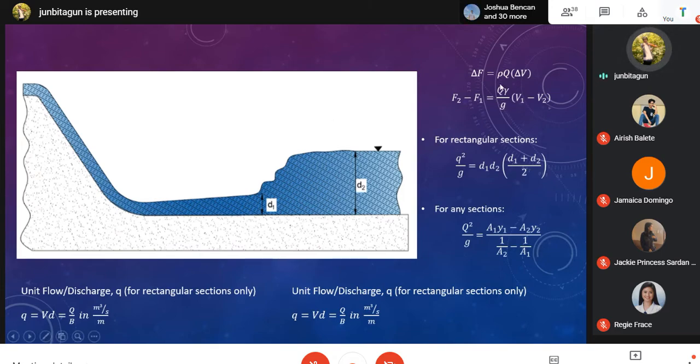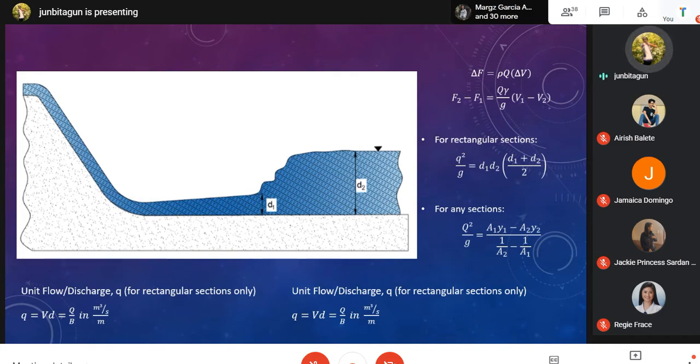So, the idea behind this is that we take the stress or the force at the initial depth versus the final depth. There is a force that will try to adjust this flow from this lower portion to this upper portion. So that is the change in forces from this one to this one. Equate it to the rho QV that we use as an equation for force.